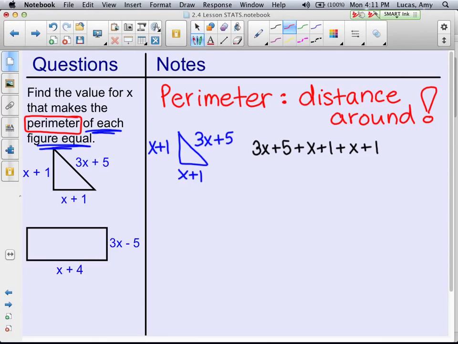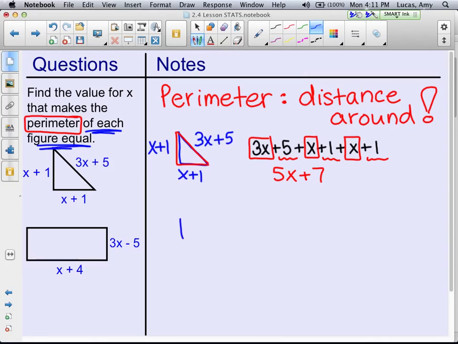So my like terms, 3x, 1x, and another 1x. Remember, you can put 1s in front of those. So I have 5x, and then I've got plus 5, plus 1, plus 1. So 5x plus 7, that's the perimeter of that triangle. Okay, now the perimeter of each figure has to be equal.